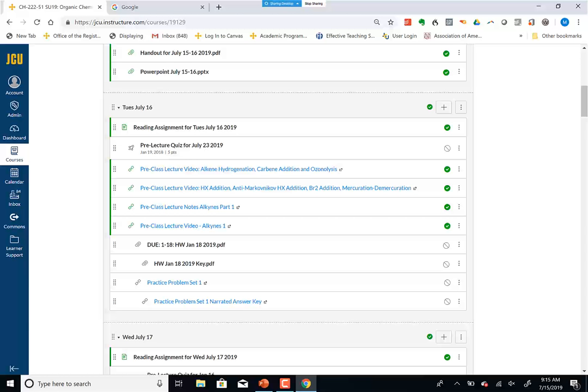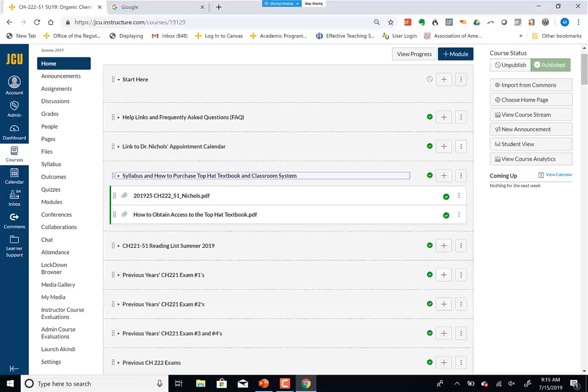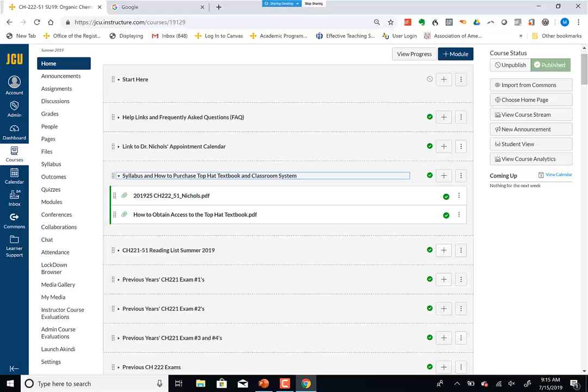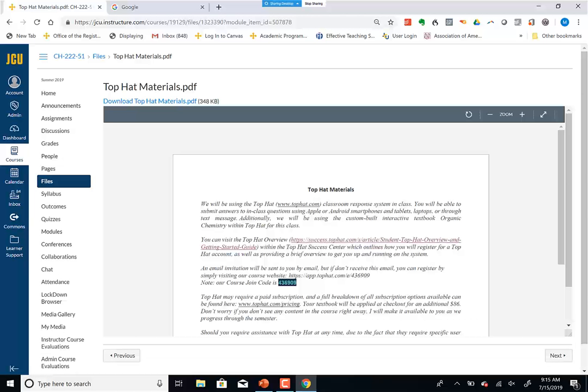So we're using the TopHat electronic book. You can get access to that. The directions are right here, so you can click on that to figure out what the number is. It's listed here, 436909. And you'll get access to the entire book, chapters 1 through 22 or 23.